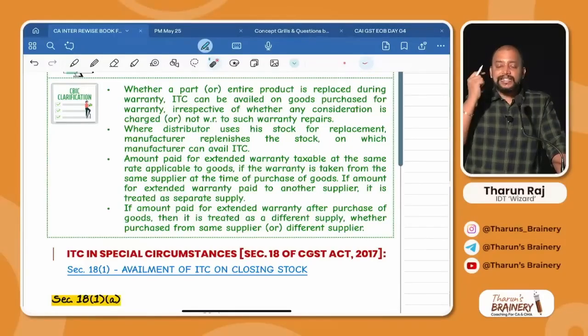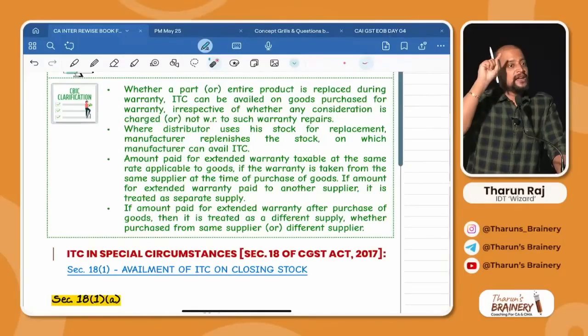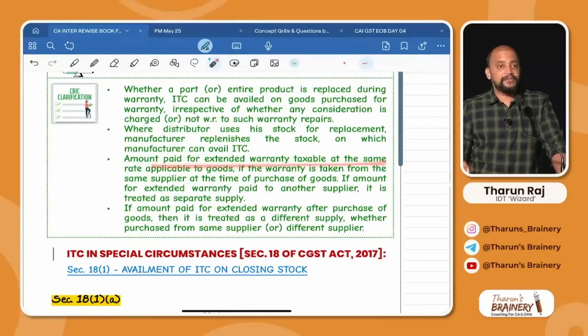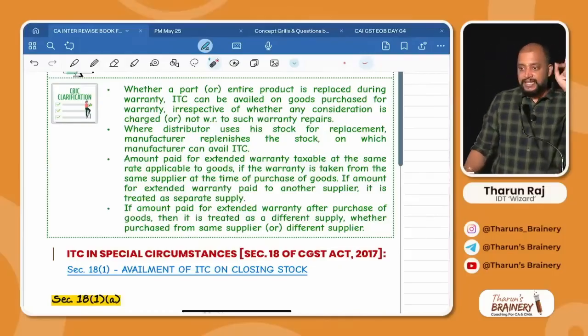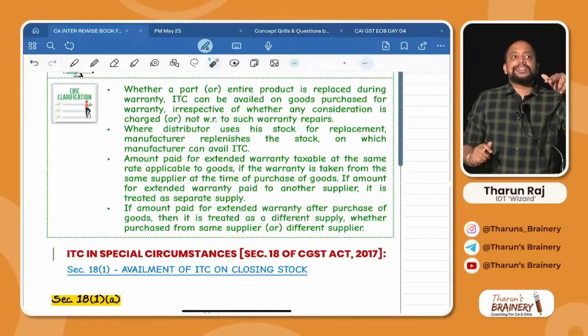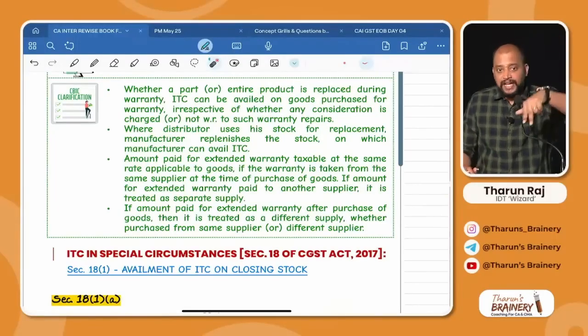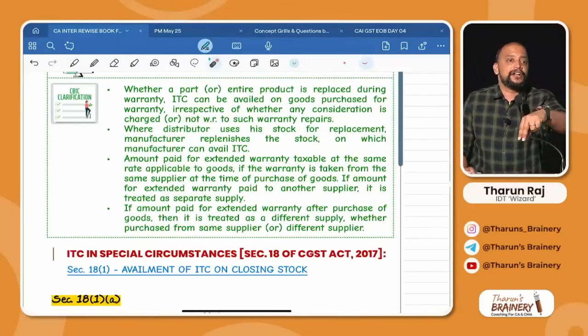Please concentrate. It comes under composite supply if you pay these charges at the time of purchase of the product itself, from the same person. Amount paid for extended warranty is taxable at the same rate applicable to the goods if the warranty is taken from the same supplier at the time of purchase of goods. Same supplier, same time. Then what is the rate applicable to this warranty? The rate applicable to the product. If the product is 18%, warranty also 18%. If the product is 12%, warranty also 12%. If the product is 28%, warranty also 28%.